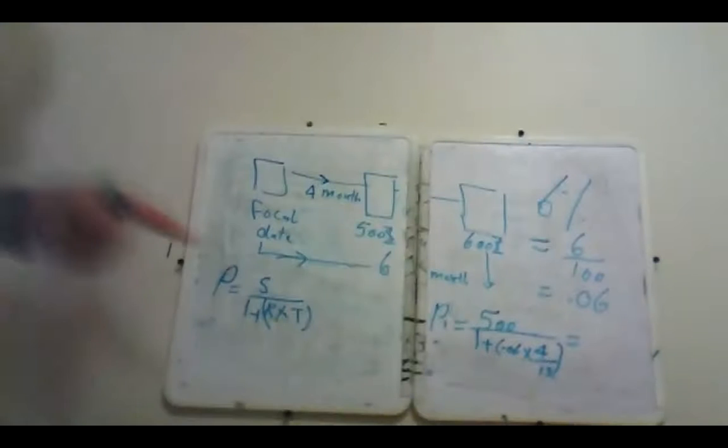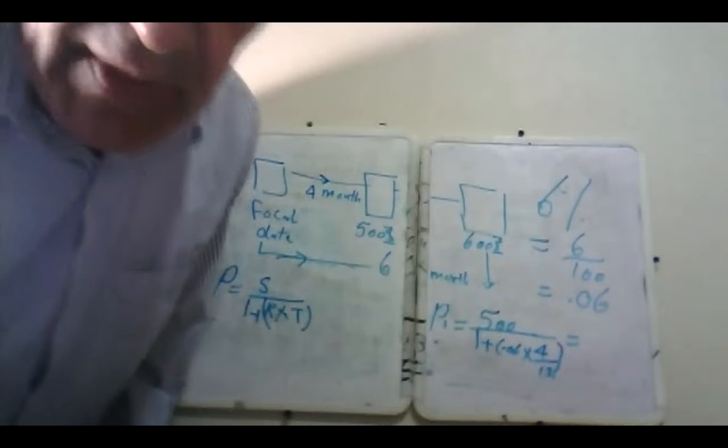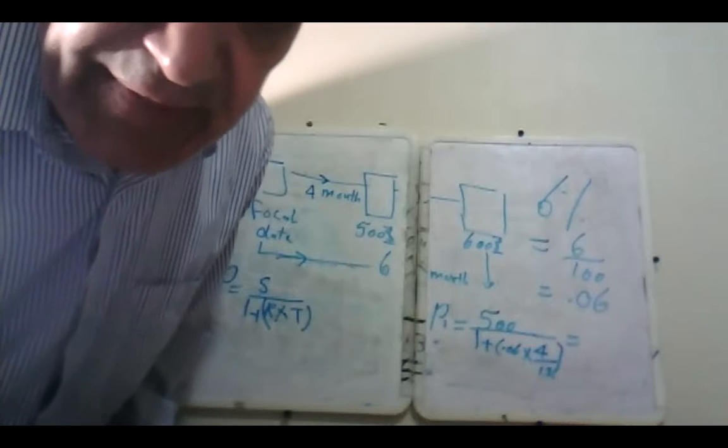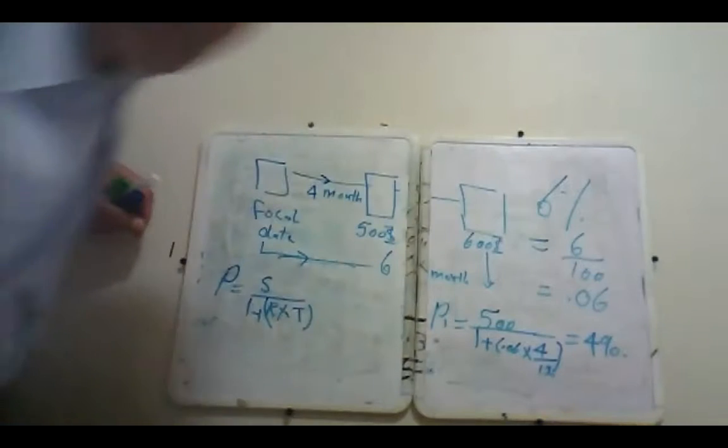Okay, here we go. We have to finish these calculations now, and the result of this calculation, 500 divided, will be $490.20.